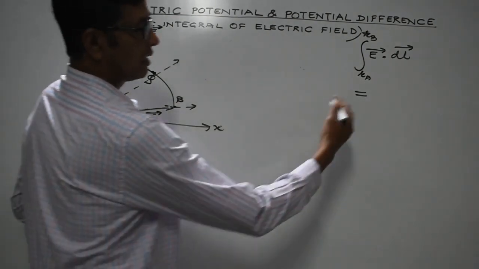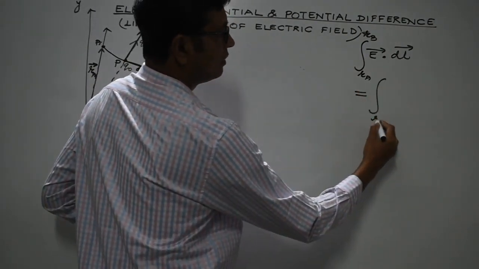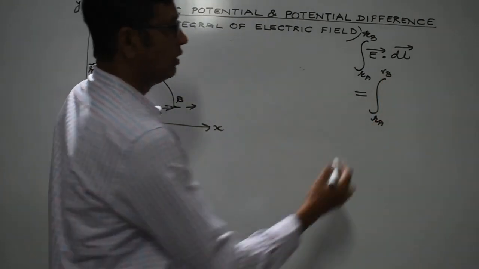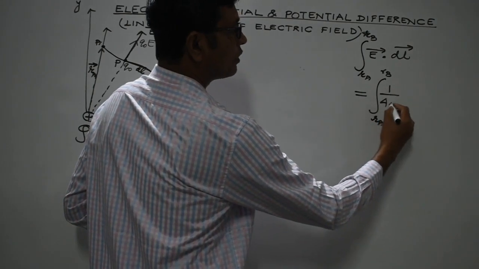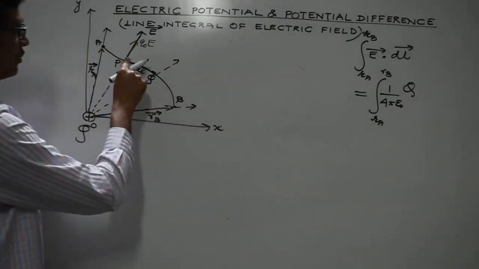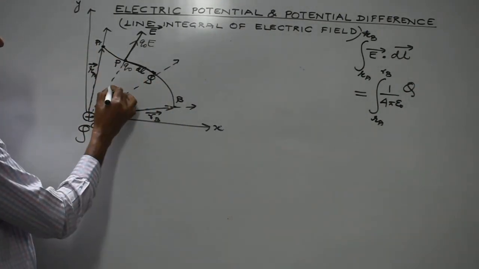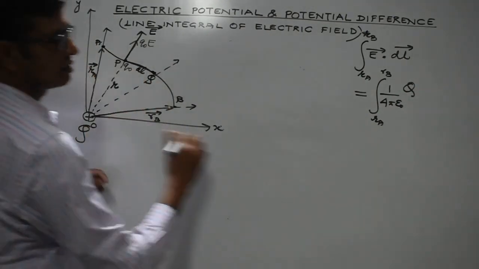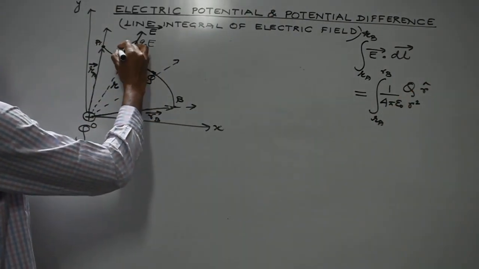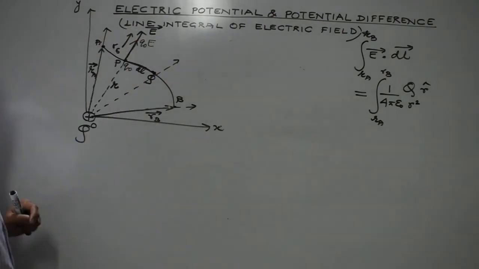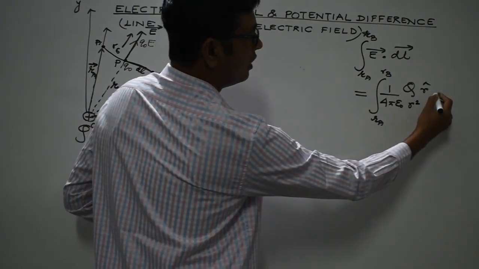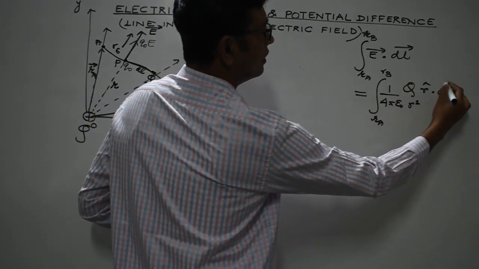Now the formula for the electric field in vector form is K Q by R square, R cap. So K is 1 over 4 pi epsilon. The source charge is capital letter Q. The distance of the observation point from the source charge is considered to be R, so it will be R square. And R cap represents the direction of the electric field. So this is the expression for the electric field, dot dl.